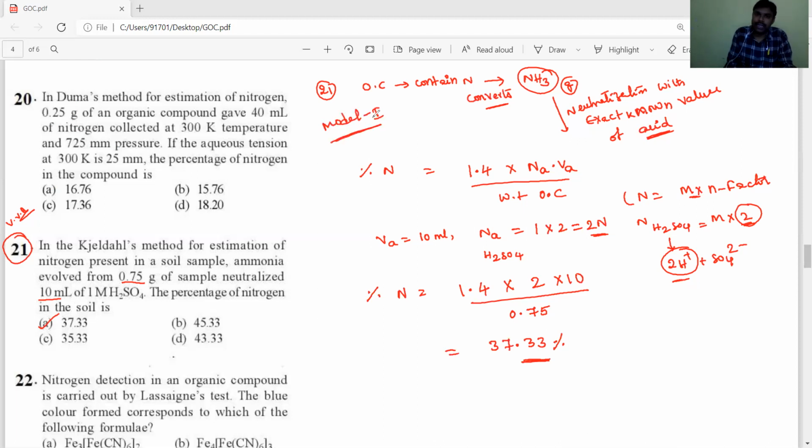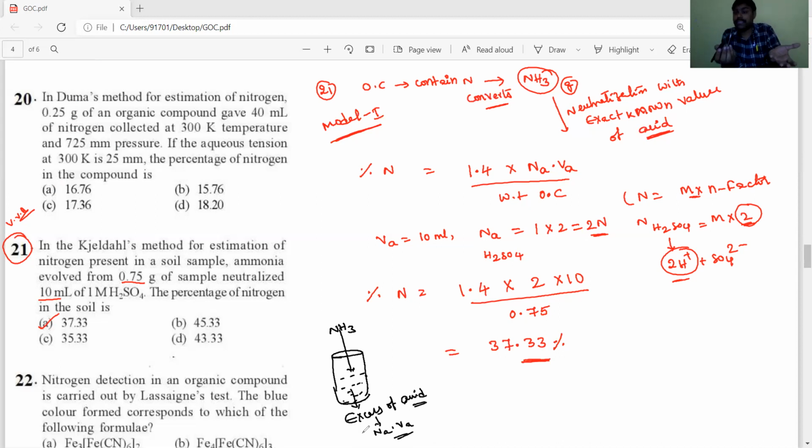Okay, now another model is present here, students. In that model, for example, the resultant ammonia gas is neutralized by using an excess of acid. Here they take some excess of acid. In that case, the normality and volume of the excess acid are given. But due to the presence of excess acid, we don't know how much ammonia gas is released.